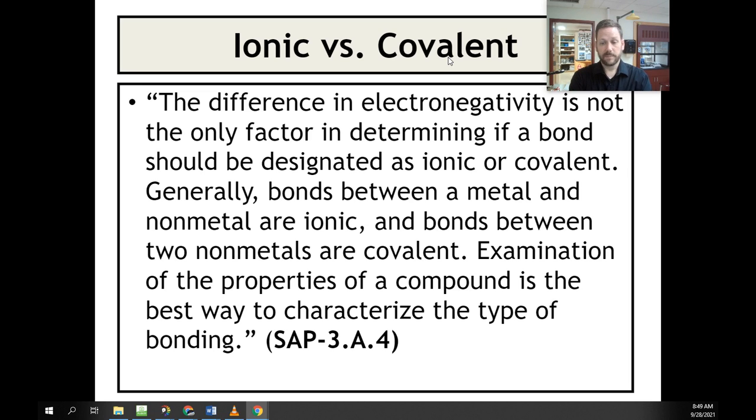But ultimately, we need to look at the properties of the compound, and that's the best way to characterize the type of bonding. This is a direct quote, an explicit learning objective in our curriculum: while the difference in electronegativity is often used to distinguish between ionic and covalent, it's really the properties of the compound that matter. So we already learned that ionic compounds have certain properties: they tend to be brittle, they tend to have really high melting points, and they tend to not conduct electricity in the solid state, but yes in the aqueous state, and yes in the liquid state. Those are the properties that we're talking about.